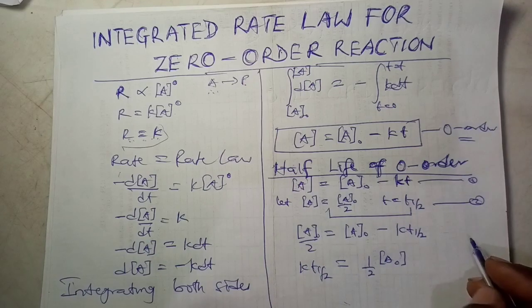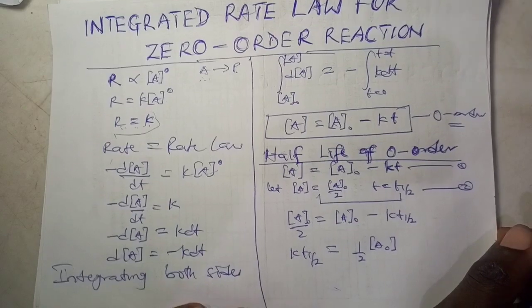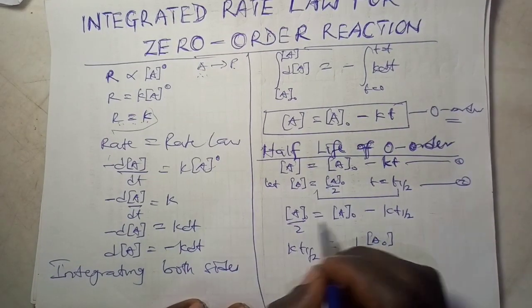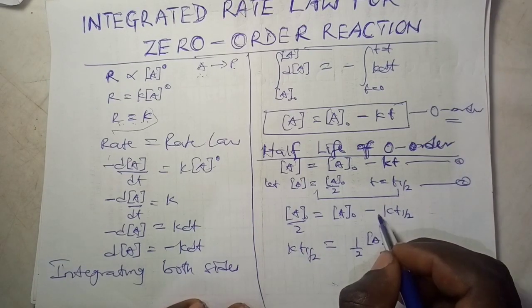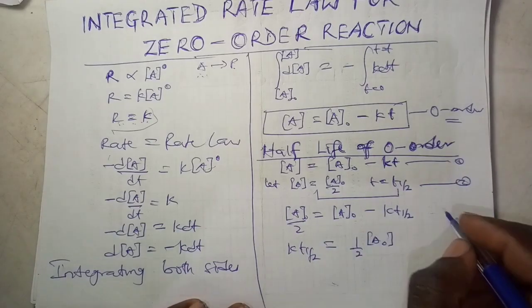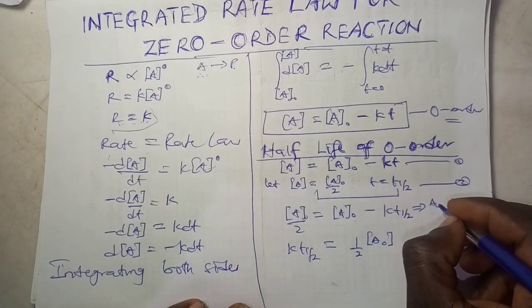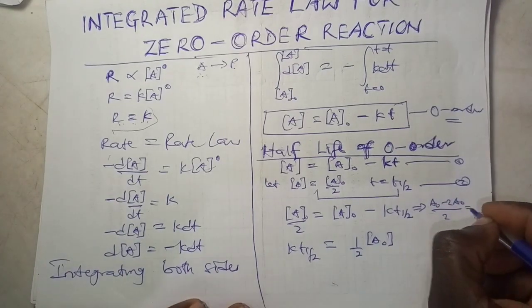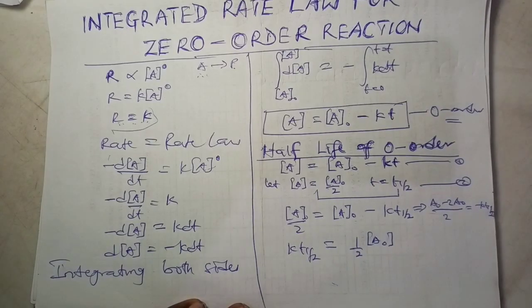If you solve that out, please kindly look at it. If you put A naught over 2 minus A naught, you are going to be having equal to minus kt half. So if you solve A naught over 2 minus A naught, you'll be having A naught minus 2 A naught over 2 is equal to minus kt half. That is what you will be having.